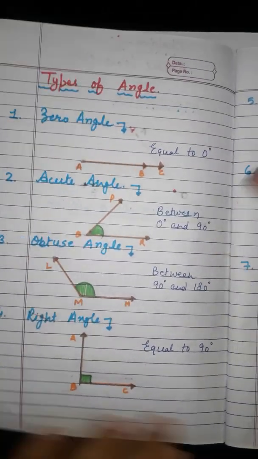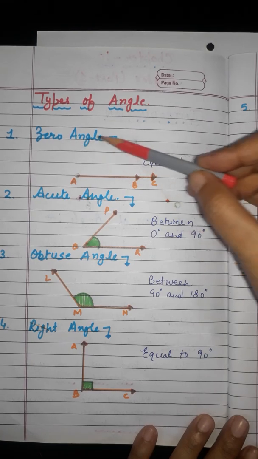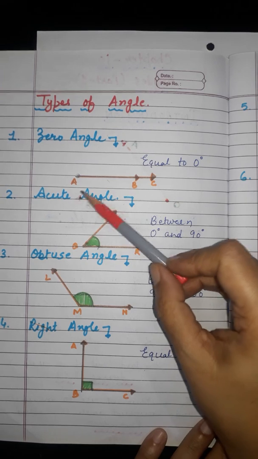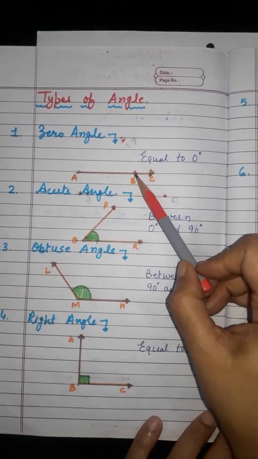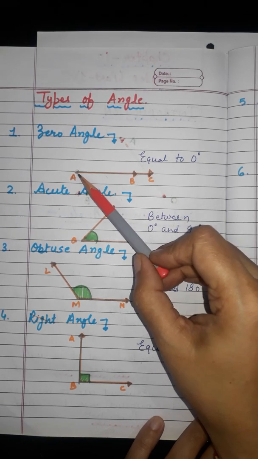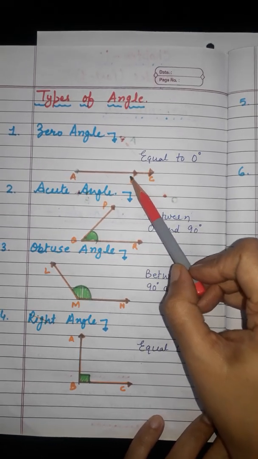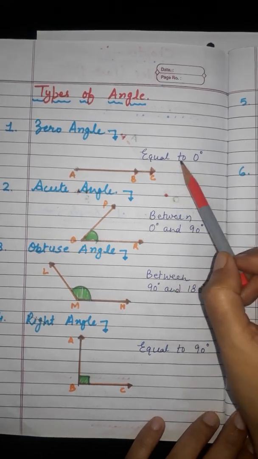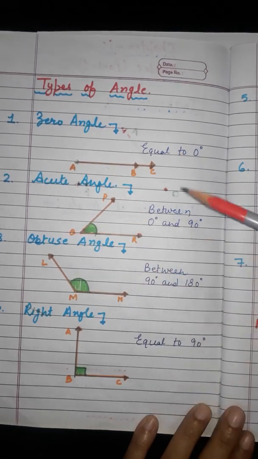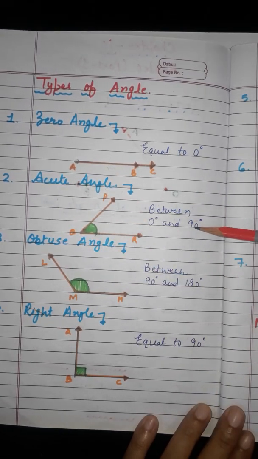After this, the types of angles. First of all, there is the zero angle. When two rays overlap each other and there is no curve between them, that forms a zero angle. A zero angle means equal to 0 degrees. After that, the acute angle. Angles between 0 degrees and 90 degrees are known as acute angles.